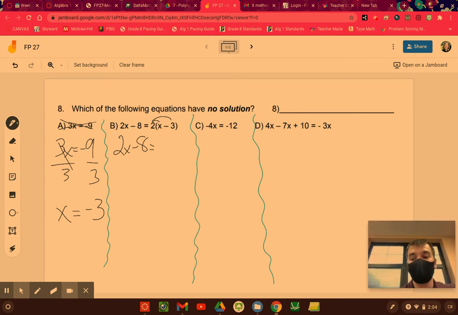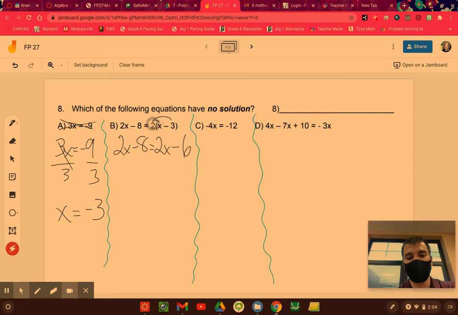So 2 multiplied by x will be 2x, and then 2 times a negative 3 will give me a negative 6. So again, what I did here is I distributed my 2. So I did 2 times x, and then 2 times a negative 3. So now we have to solve for x to see if there is a solution.